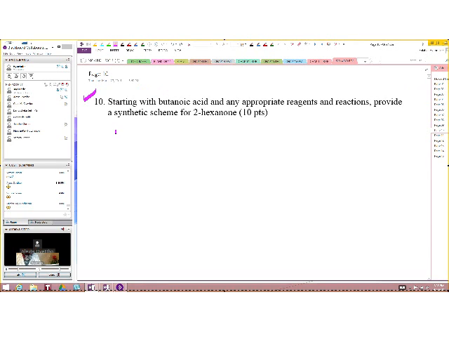Starting with butanoic acid and any appropriate reagents and reactions, provide a synthetic scheme for 2-hexanone. Okay, thank you. I believe that was Alexis. Okay, very good.